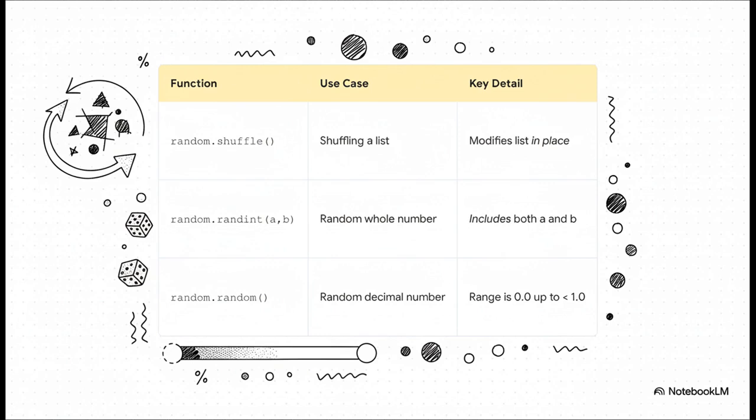And finally, for any kind of probability or percentage, random.random is your best bet, giving you that perfect decimal between 0 and 1. If you can master these three functions, you can handle most random tasks that come your way.